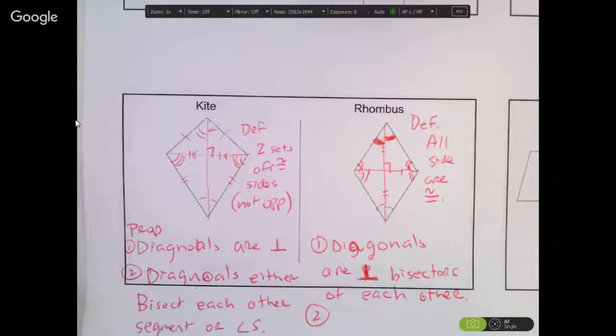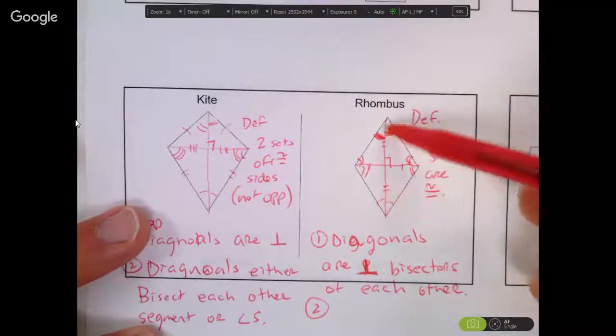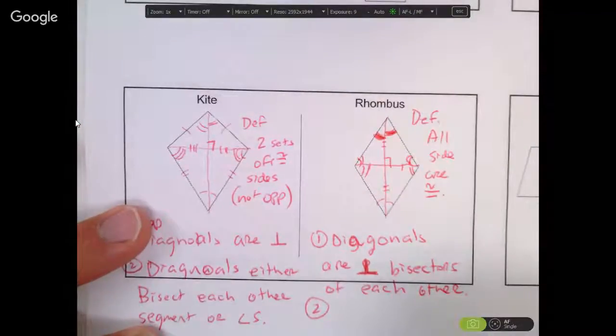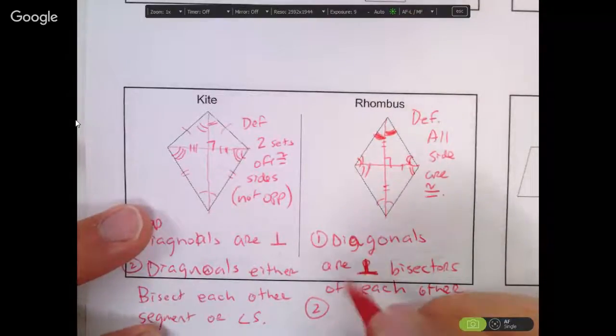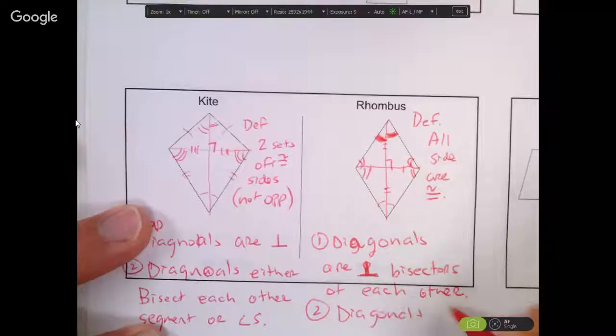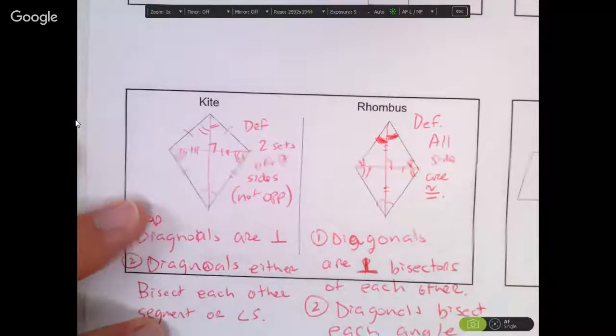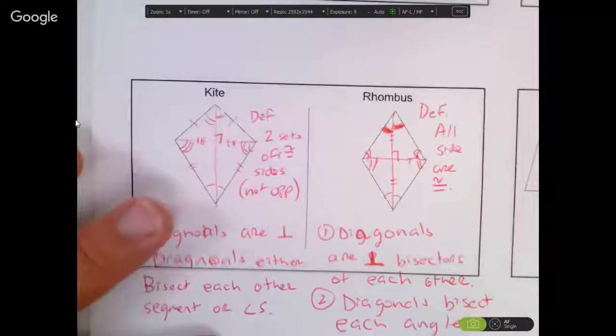All angles are congruent, like the top and bottom angles are congruent. Okay, so what created those angles? Bisector. Okay, so the diagonal bisects each angle. Bisects means cuts it perfectly in half.